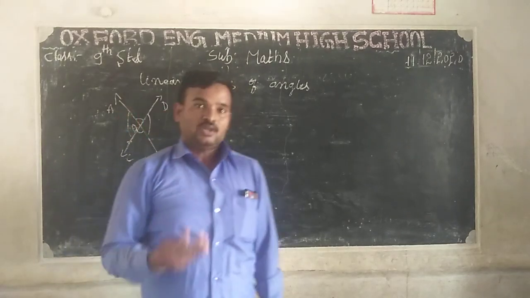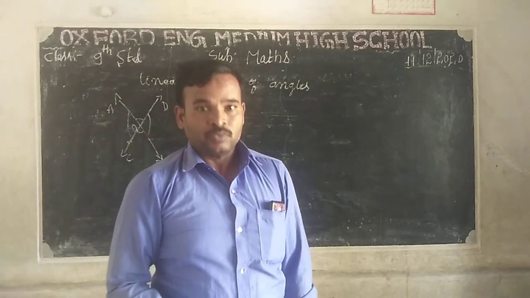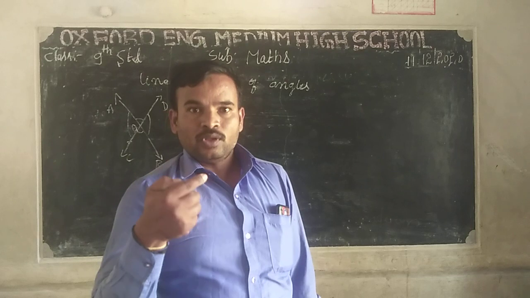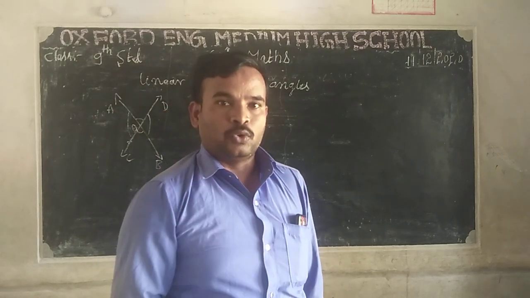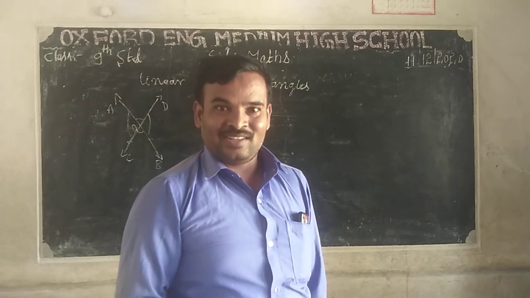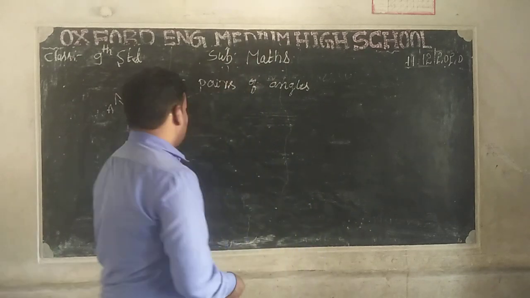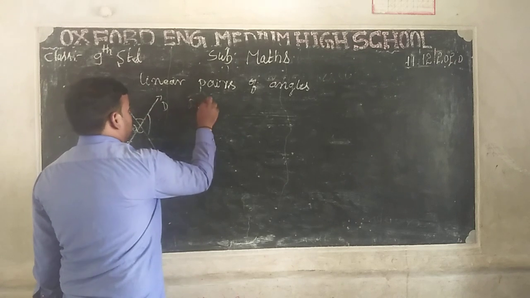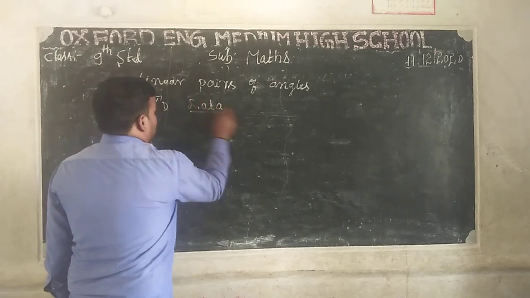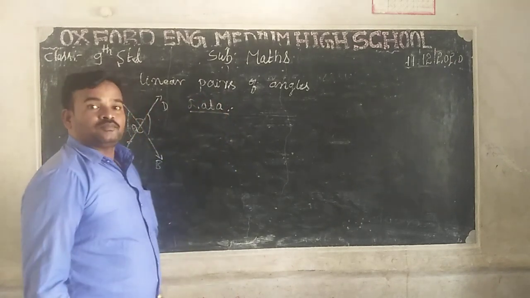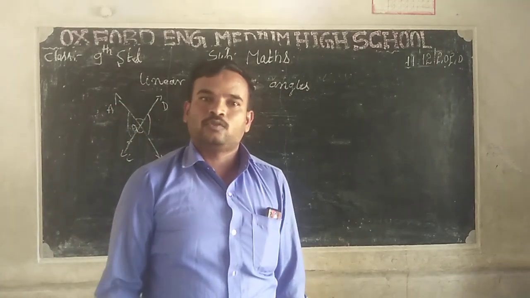We have to follow four steps. Do you know which are they? Data, to prove, construction, and proof. You have to follow these four steps. First one, data. What is the statement? That statement is the data, and then the thing to prove.